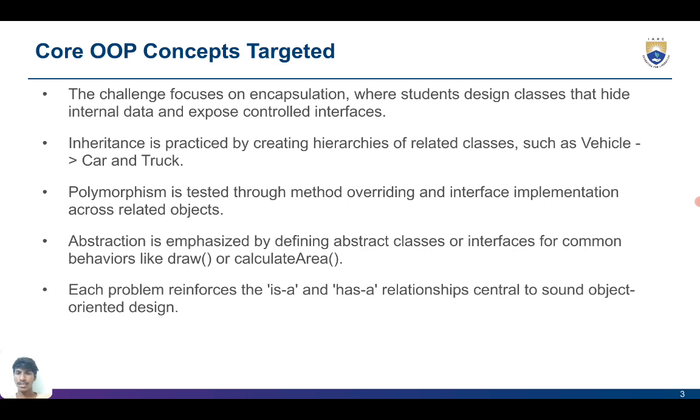Polymorphism is tested through method overriding and interface implementation across related objects. Abstraction is emphasized by defining abstract classes or interfaces for common behaviors like draw or calculate area. Each problem reinforces the is-a and has-a relationships central to sound object-oriented design.